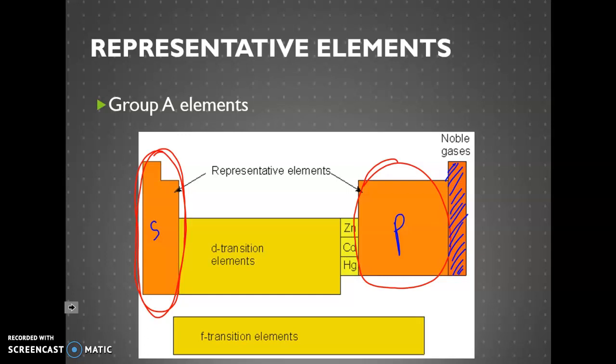The representative elements are called the group A elements. So you'll notice on the periodic table, you'll see these little A's up top here. But you won't find them in the middle because those aren't group A.